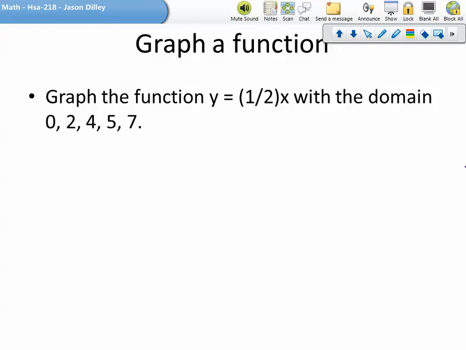So let's do some examples. We're going to graph the function y equals 1/2 x with the domain 0, 2, 4, 5, 7.